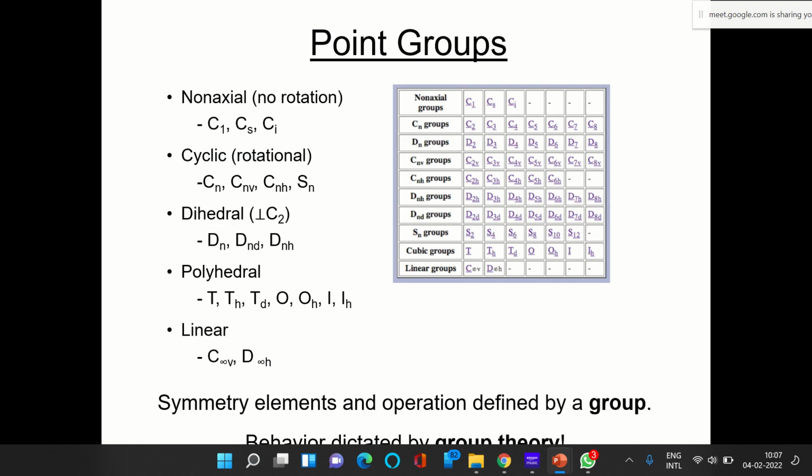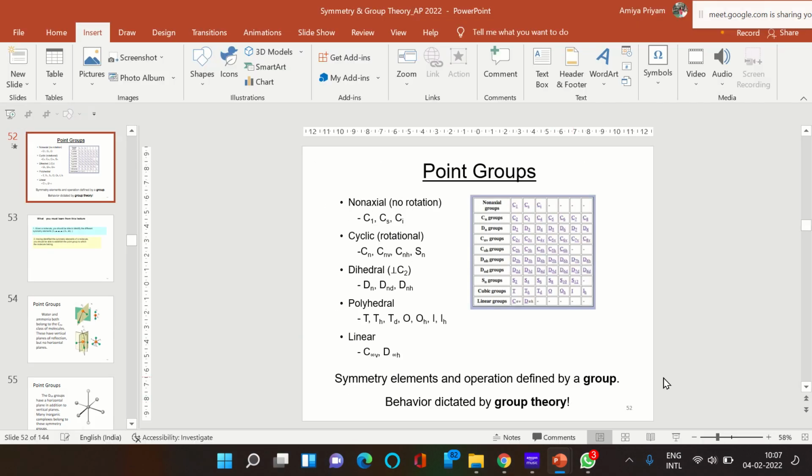So symmetry elements and operations are defined by groups, and their behavior is dictated by group theory. Why is it like this?